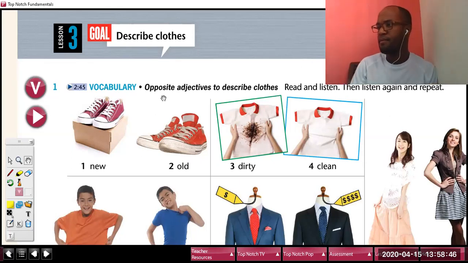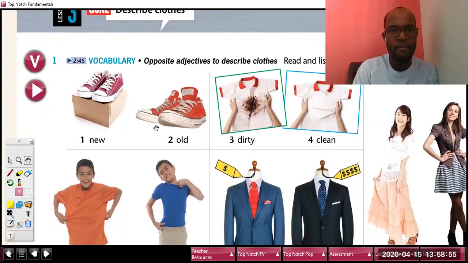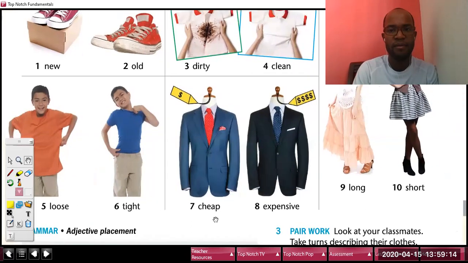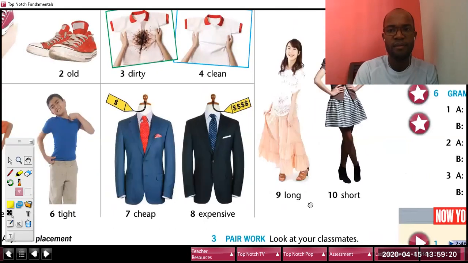Page 48. Exercise 1. Vocabulary. Opposite adjectives to describe clothes. Read and listen. 1, new, 2, old. 3, dirty, 4, clean. 5, loose, 6, tight. 7, cheap, 8, expensive. 9, long, 10, short.